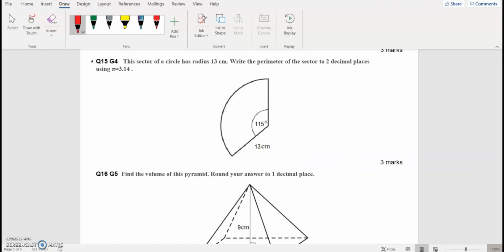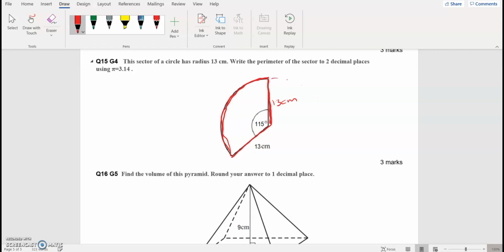This sector of a circle has radius 13 centimeters. Write the perimeter of the sector to 2 decimal places. So perimeter is about this part here and these two. So we know this is 13, so this is going to be 13 centimeters. And what we need to work out now is this part.